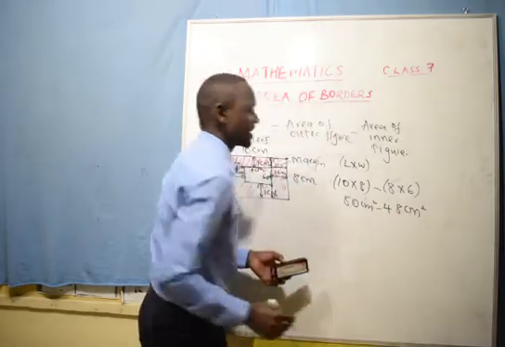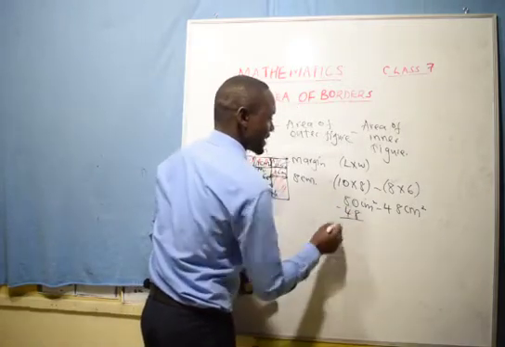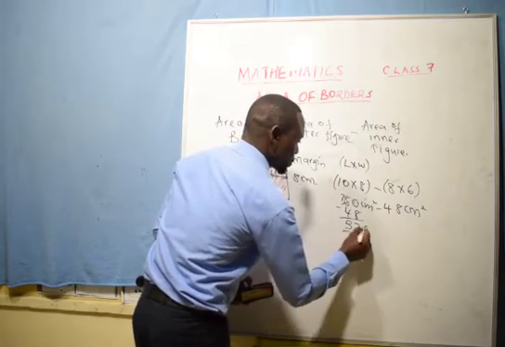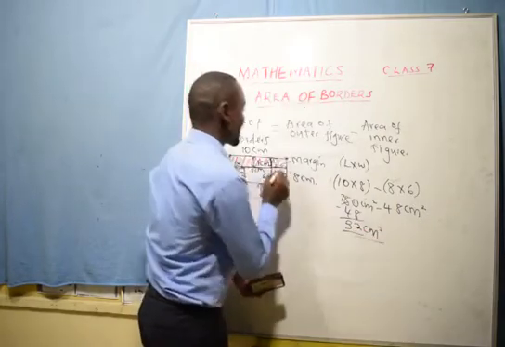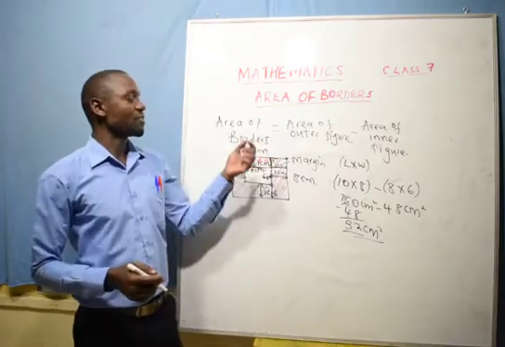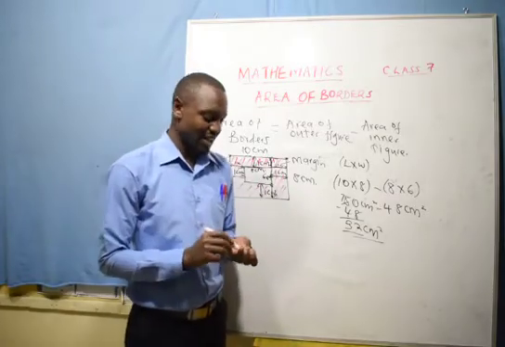So you subtract 48 from 80. Borrow 1, that is 7, 10 minus 8 is 2, so 32 centimeters squared. That is the area of that margin. So to get the area of our margin or the area of our borders, you get the area of the outer figure minus the area of the inner figure.